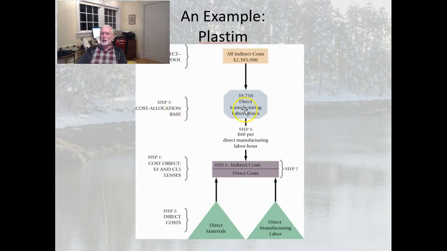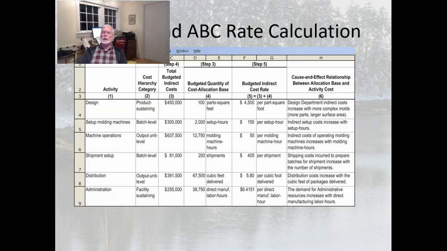So all our indirect costs, we've got almost 40,000 direct labor hours, $60 per hour. We're going to use that to allocate, and then the direct materials and direct labor we're going to allocate, and that becomes our cost. The cost object is the two kinds of lenses. So that's the simple one. Now let's look at a complex or an activity-based costing system.